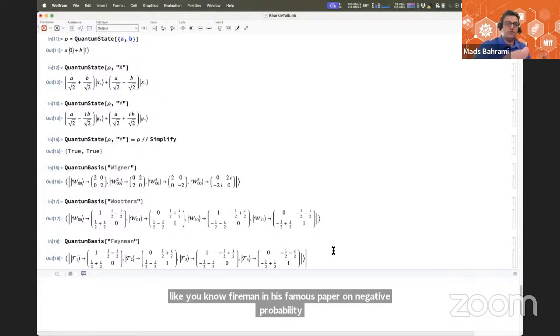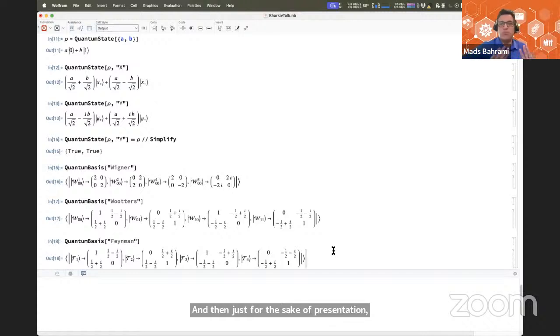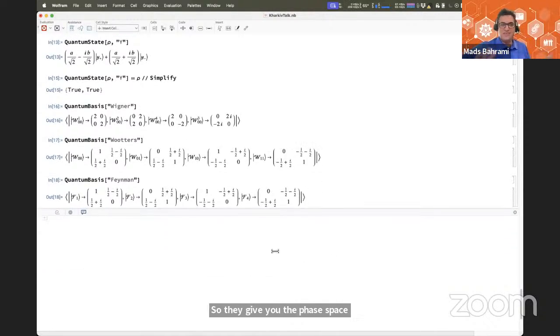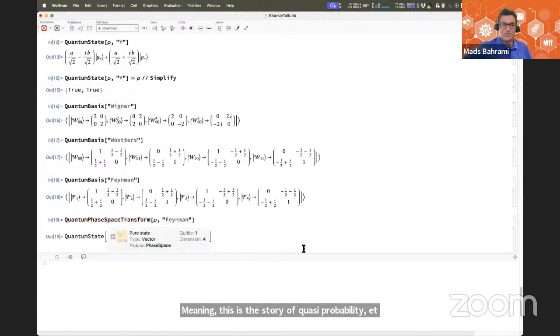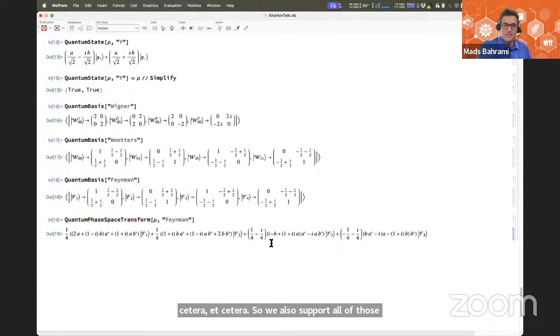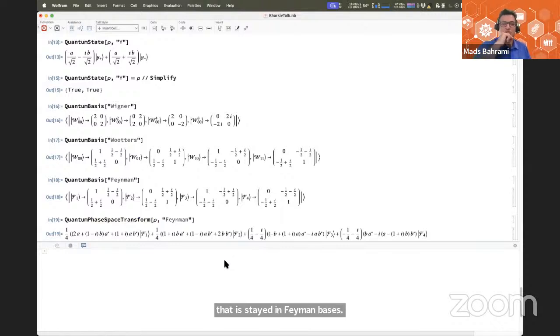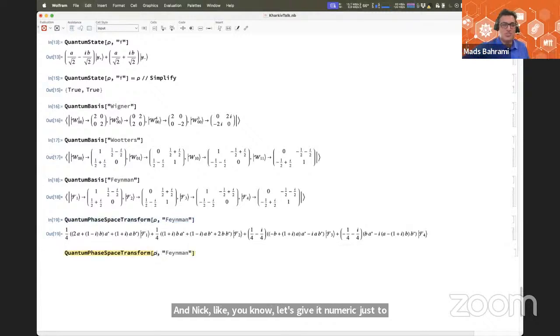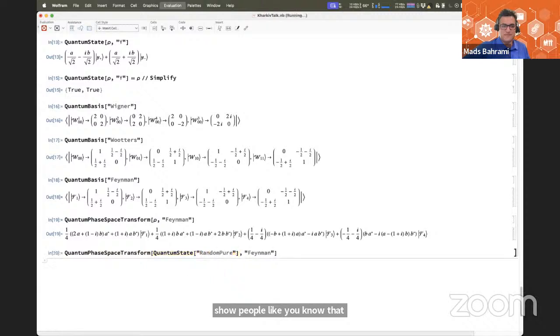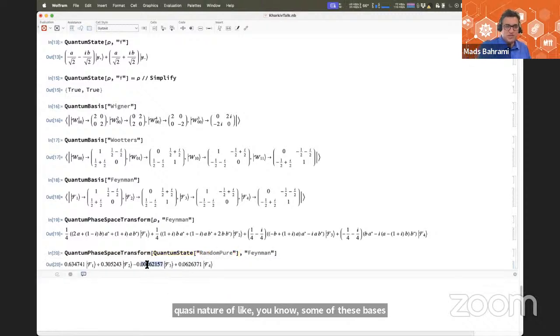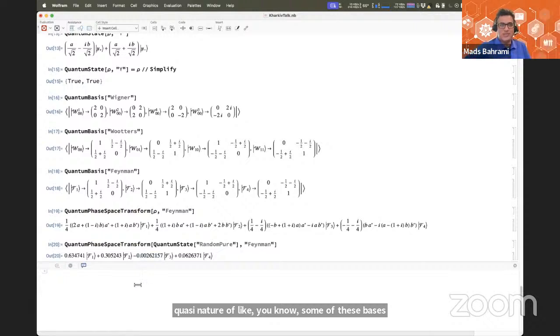Just for the sake of presentation, some of these bases are completely unconventional. They give you the phase space representation, meaning this is the story of quasi-probability, etc. So we also support all of those transformations. For example, look here. Starting from that symbolic state, A and B, this is the representation of that state in the Feynman basis. And Nick, let's give it numerically, just to show people the quasi nature of some of these bases. For example, you see here, one of them is negative. So you cannot interpret all of them as probability.